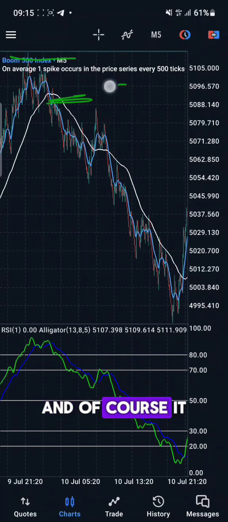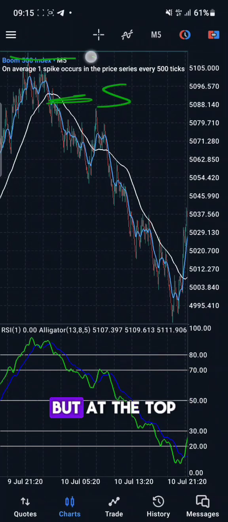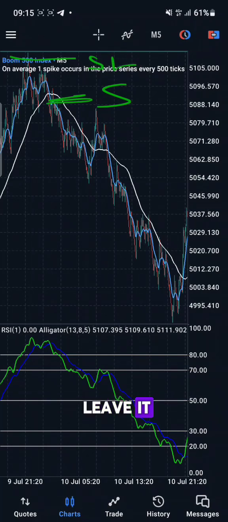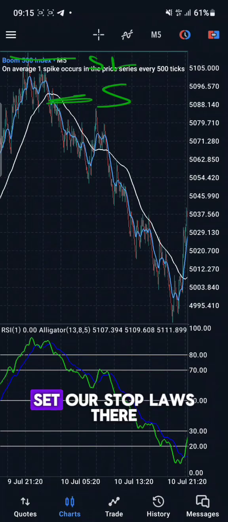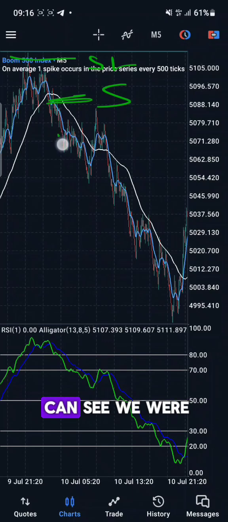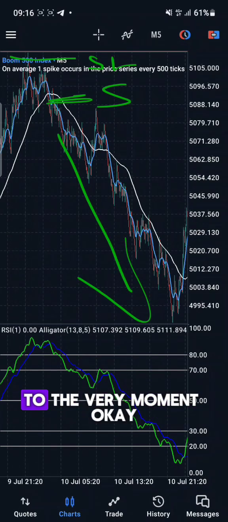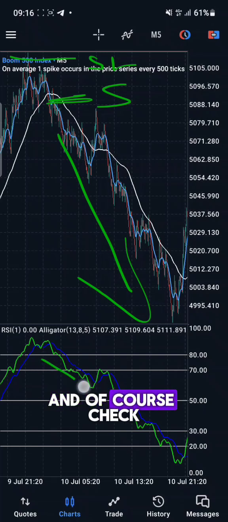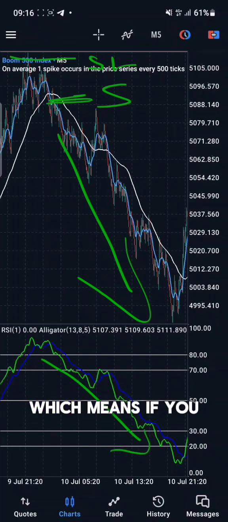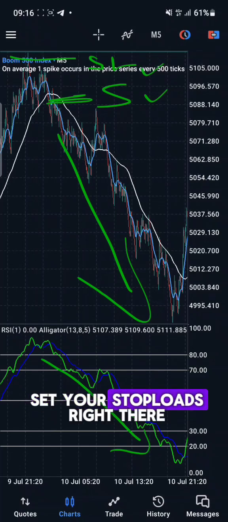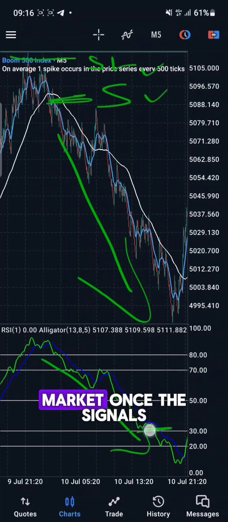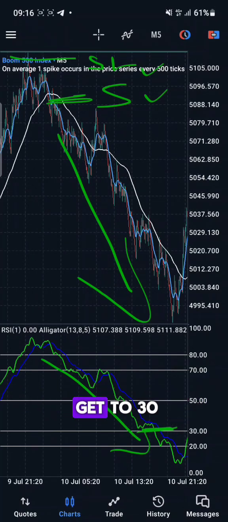Okay, and of course it means we should sell right here, but at the top right here we should set our stop loss there, and of course you can see we are able to sell right from there to this very moment. Okay, and of course check it out. So which means if you set up your sell order around there, and of course you set your stop loss right there, you should exit the market once the signal gets to 30.